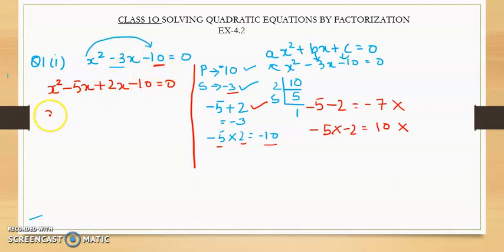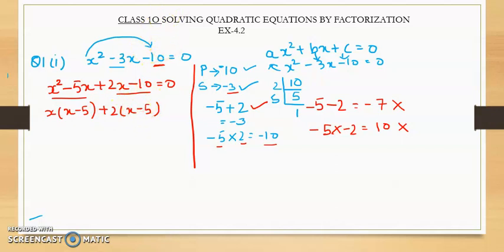So I will take x common from this term, and from this term we'll see what is common. So what is common here? x. So x minus 5 plus 2x minus 5. See, multiply this 2 with x, correct, plus 2 into minus 5, minus 10. So this is how you can verify.